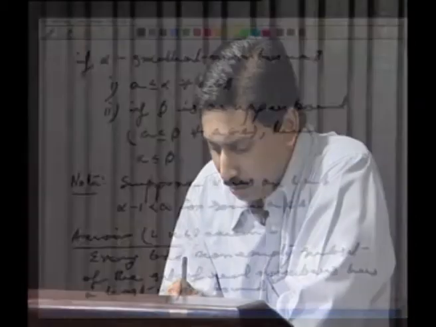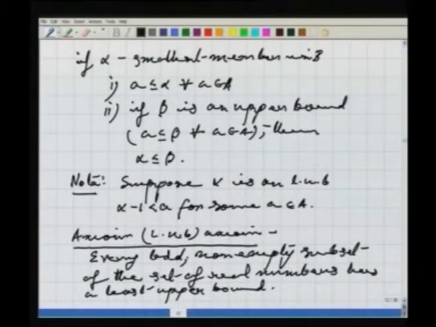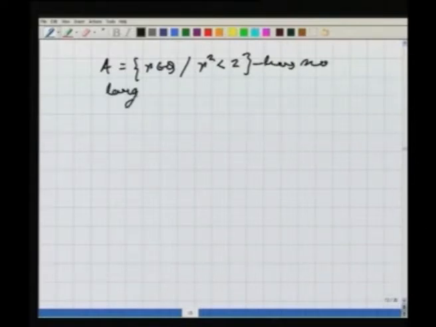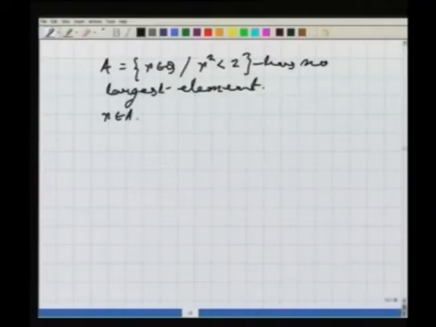Now, I want to show you the power of this axiom in some familiar situation. Let us go back to the proof that the set A, that is, all rational numbers r such that r squared is less than 2, has no largest element. We have seen the proof of this. How did we go about this proof? Well, I had taken some rational number r in A, and I just looked at r plus 1 by n for a special choice of n.